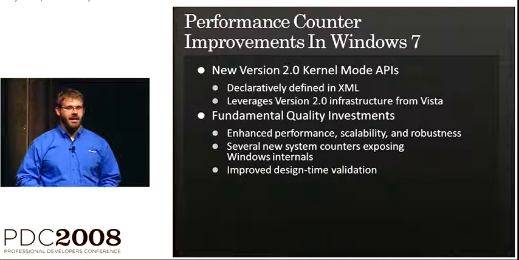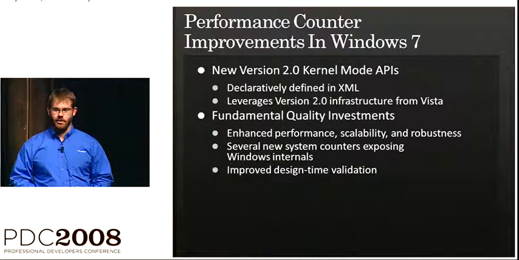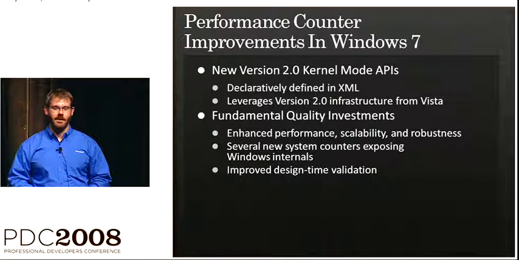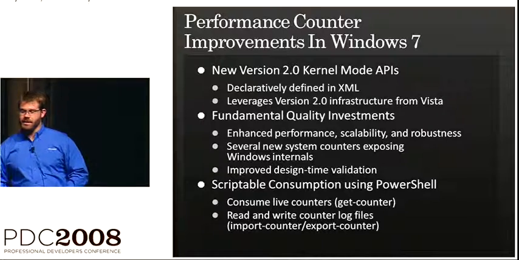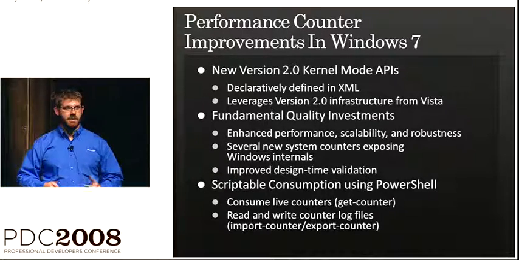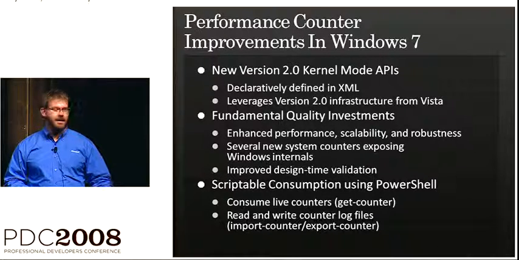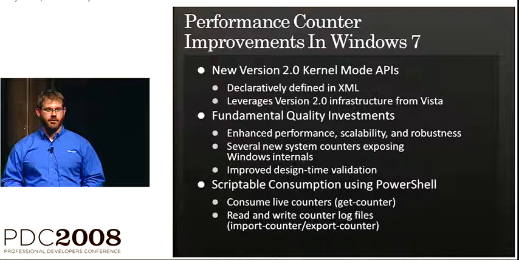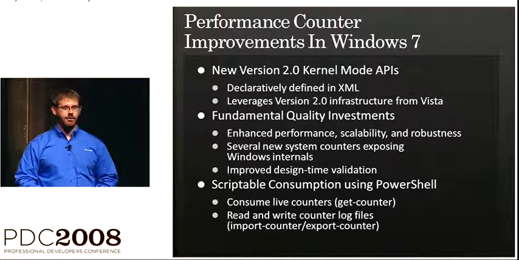Other improvements that we've made have been around the counters that we actually provide on the system itself. We now have counters related to doing multi-core, and we've also added counters for greater than 64 processor support. The other thing that we've done is add the ability to consume the data in more flexible ways. I've showed you the PowerShell commandlet. The other thing we've done is added a couple other commandlets in PowerShell to export log files and import log files directly from the command line, making it easier to script these things out.